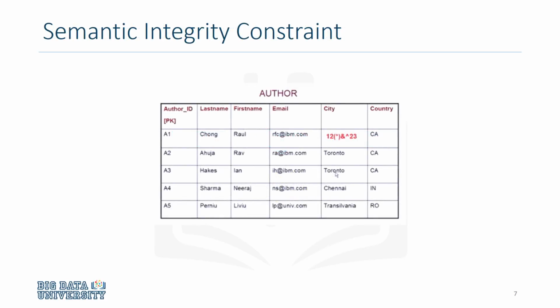The semantic integrity constraint refers to the correctness of the meaning of the data. For example, in the relation author, if the attribute or column city contains a garbage value instead of Toronto, the garbage value does not have any meaning. The semantic integrity constraint is related to the correctness of the data.